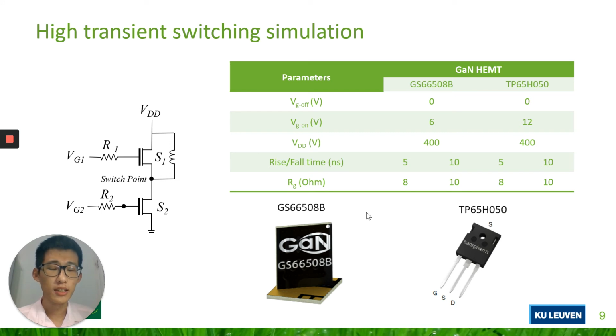The off-state gate voltage is 0 volt for both HEMTs, and the on-state gate voltage is 6 volt for the enhancement mode HEMT and 12 volt for the cascode HEMT. The drain voltage of the high-side HEMT, VDD, is 400 volt. Two different rise and fall times are simulated, 5 nanoseconds and 10 nanoseconds. The slew rate is thus 80 volts per nanosecond and 40 volts per nanosecond.